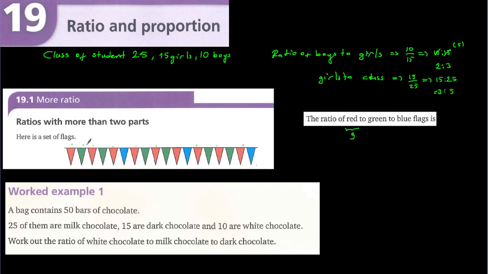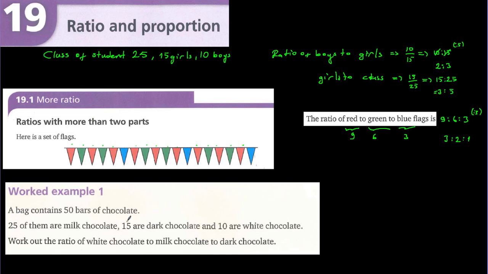The green: 1, 2, 3, 4, 5, 6 green flags. And 1, 2, 3 blue flags. So the ratio of red to green to blue is 9 to 6 to 3. If we have a chance to simplify by 3, I'm going to divide all of them by 3, and the result is 3 to 2 to 1, because all of them are divisible by 3.